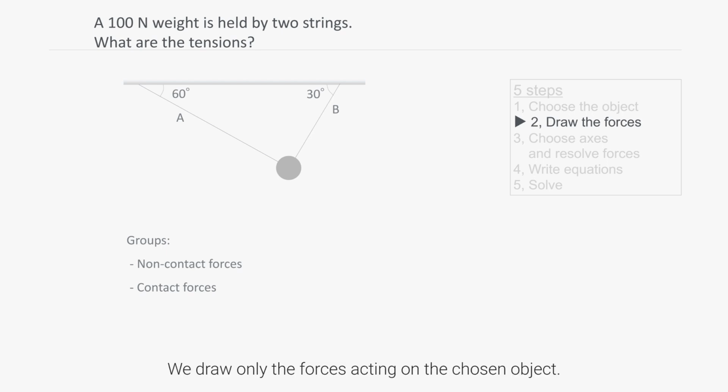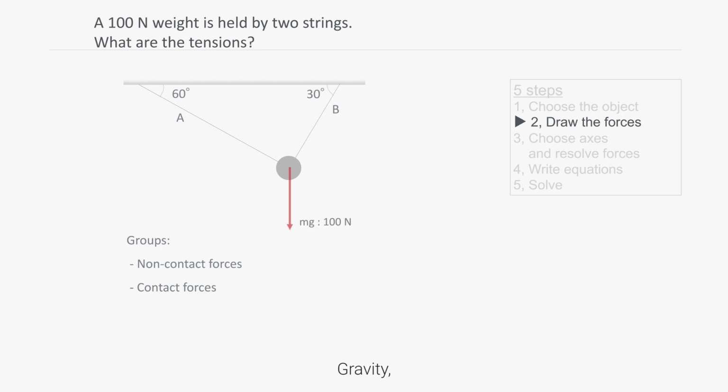That's it. Step 2, draw the forces. We draw only the forces acting on the chosen object. A safe way to think about forces is to group them into 2 types: non-contact forces and contact forces. Let's start with non-contact forces. Gravity, which is 100 newtons downward.